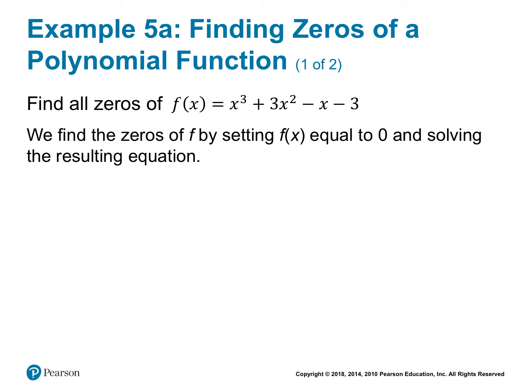So we're going to start by finding all the zeros of this equation, x to the third plus 3x squared minus x minus 3. So we find the zeros of f by setting f of x equal to 0. So here's my original equation, and it says to set that entire quantity equal to 0. And our goal is to figure out what the x's would be.